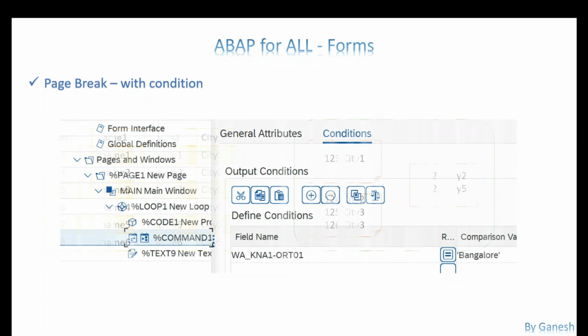So this can be achieved directly in your command component's conditions tab. So I have a command and I have a condition also. Anyway, it's under the loop and I have a work area. In this work area, it's an actual record. So whenever there is a city called Bangalore, it comes automatically, then it has to create the new page. So I'm going to use the conditions tab for this scenario.